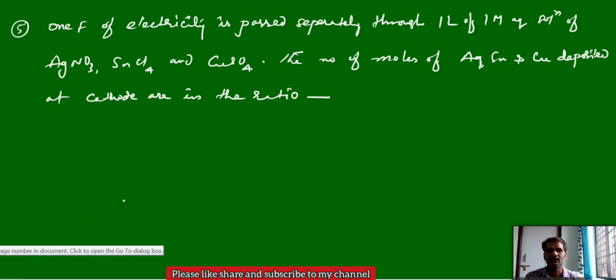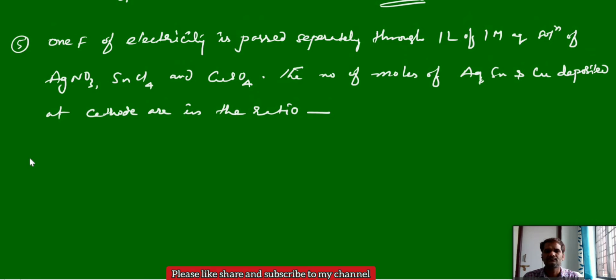So here 1 Faraday of electricity is passed separately through 1 liter of 1 molar aqueous solution of silver nitrate, tin tetrachloride and copper sulfate. Then the number of moles of silver, tin and copper deposited at cathode are in the ratio. So simple. The solution here is very simple.